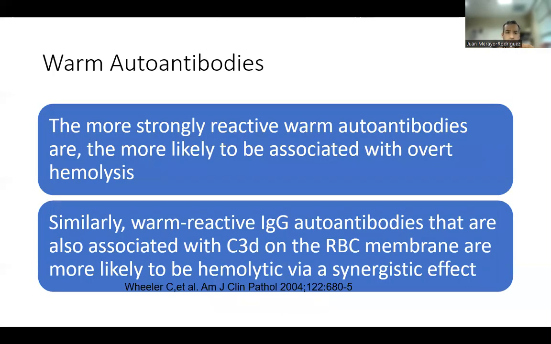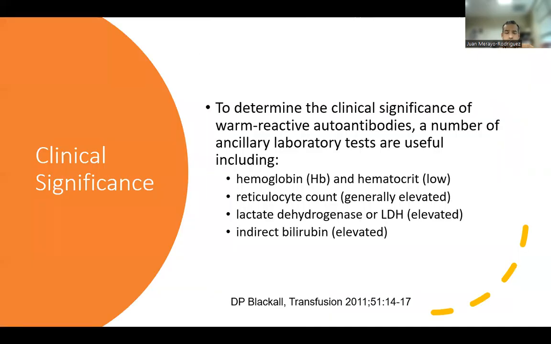Warm autoantibodies, the more strongly reactive they are, the more likely they are to be associated with overt hemolysis. Similarly, warm-reactive auto-IgG are also associated with complement C3d on the red cell membrane, and are more likely to be hemolytic via the synergistic effect. So both of them will act together to create more hemolysis.